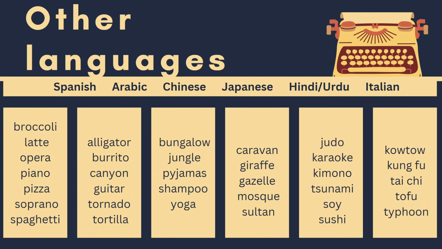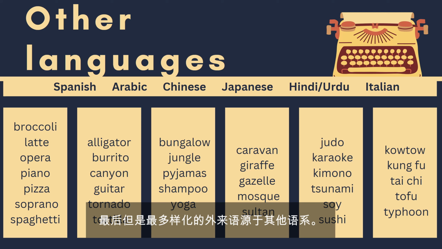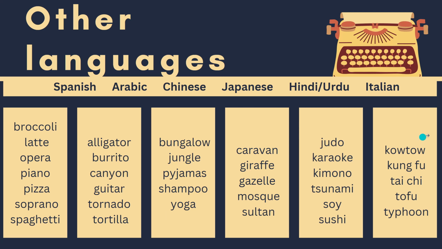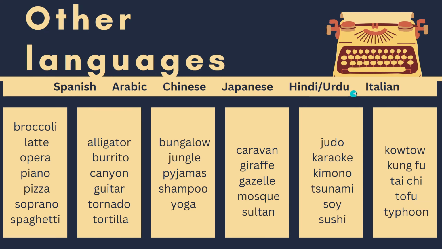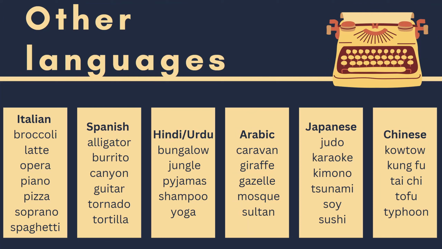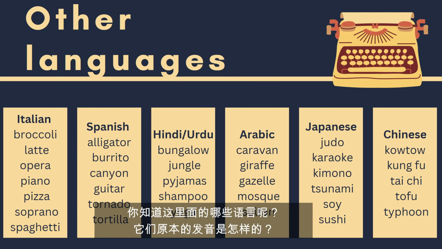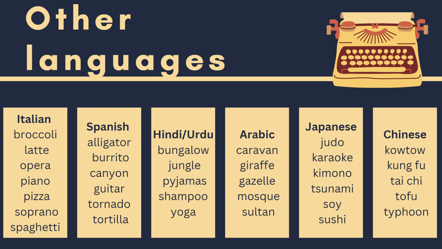And eventually, the last but most diverse group of loanwords in the English language. Look at the words in these 6 boxes. Do you recognize any of them? Which languages do they come from? Match the words in the boxes with the languages above. Here are the answers. Were you correct? Do you know any of these languages? How do these words sound in that language? Let me pronounce quickly these words for you now.